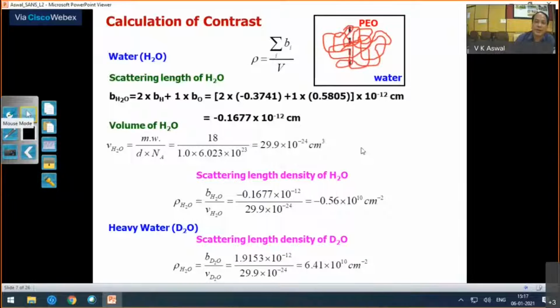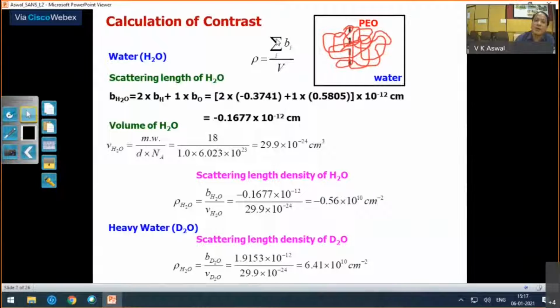Here I just show how the scattering length densities are calculated. As I said, at the length scale of interest in small angle neutron scattering, you don't see the individual atoms and molecules. So in a molecule, you average this over all the atoms present in the molecule. For example, you want to calculate the scattering length density of water. So you have 2 hydrogen and 1 oxygen.